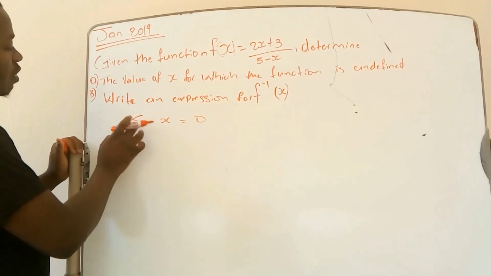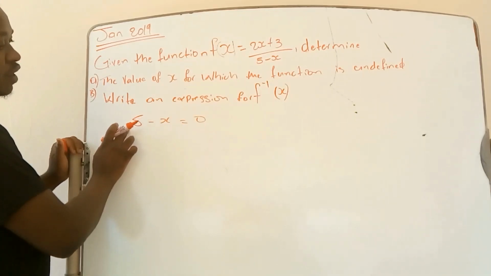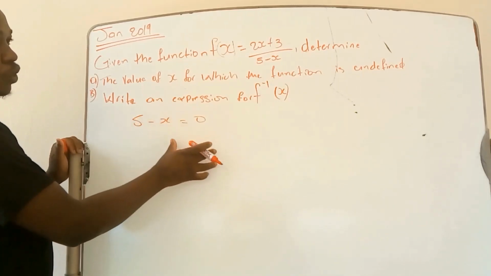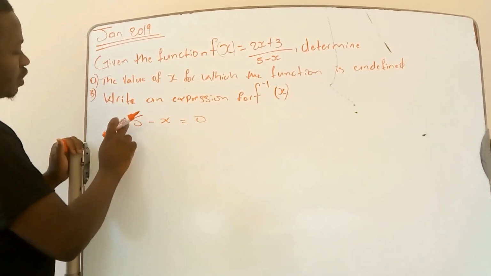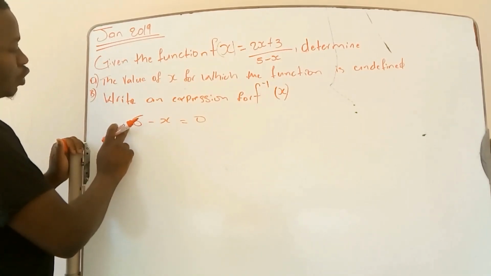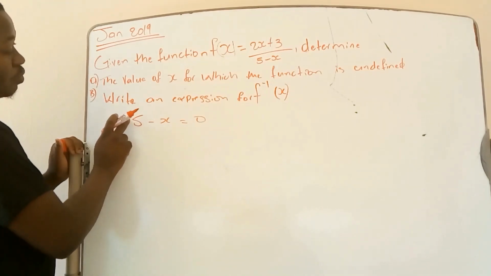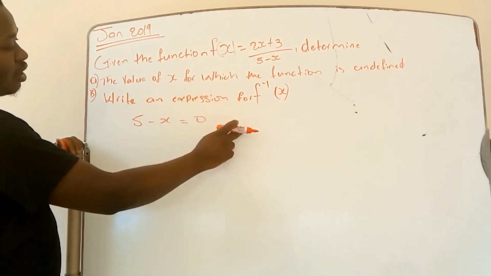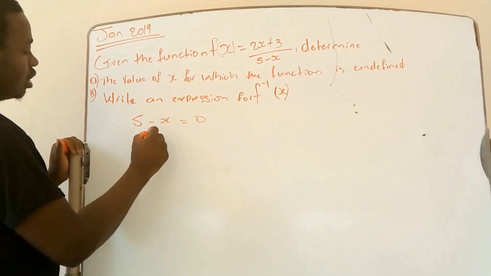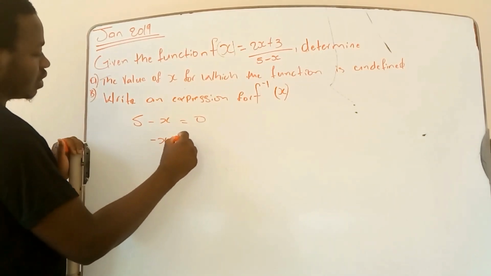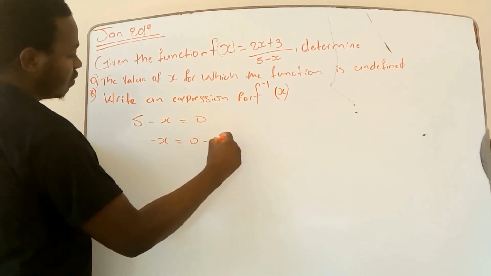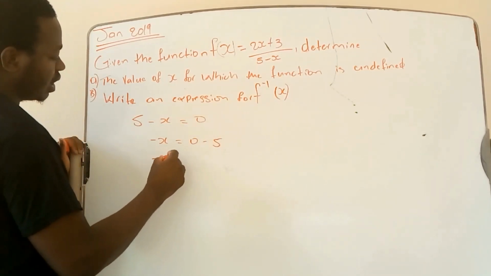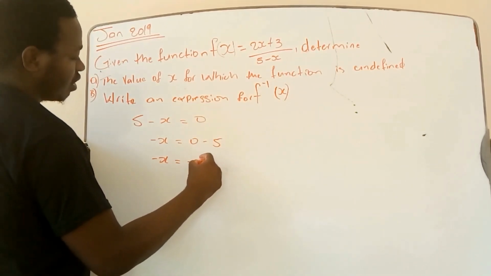So here we have a positive 5. If we subtract 5 from both sides, we can get rid of this 5 on this side. And if you subtract 5 from both sides, it appears as if I move this positive 5 and bring it across to this side and change the sign. So this is minus x is equal to 0 minus 5. So minus x is equal to minus 5.